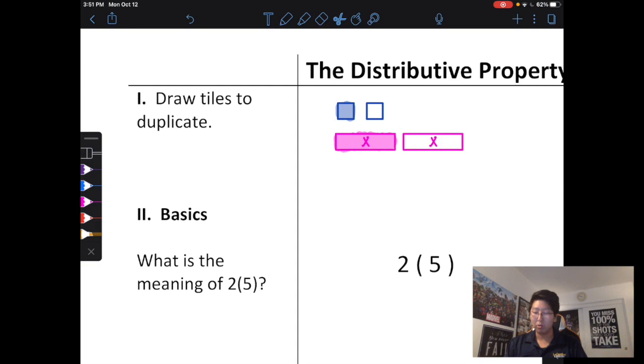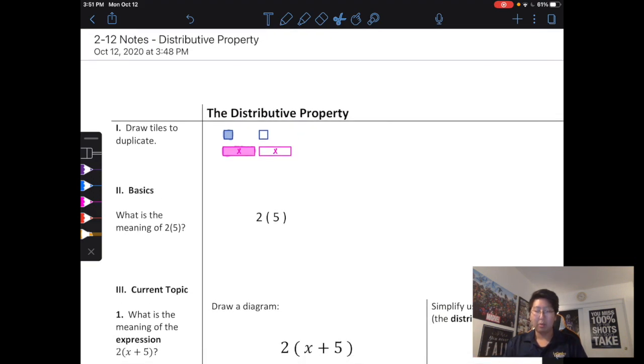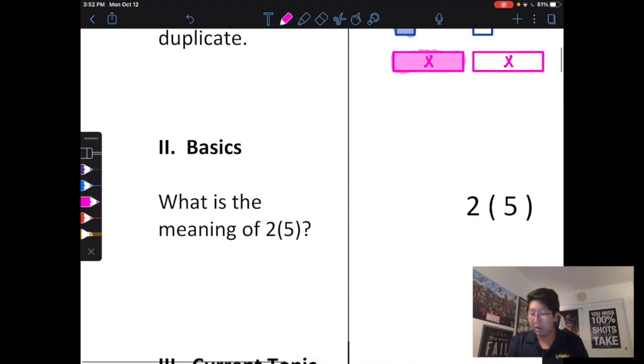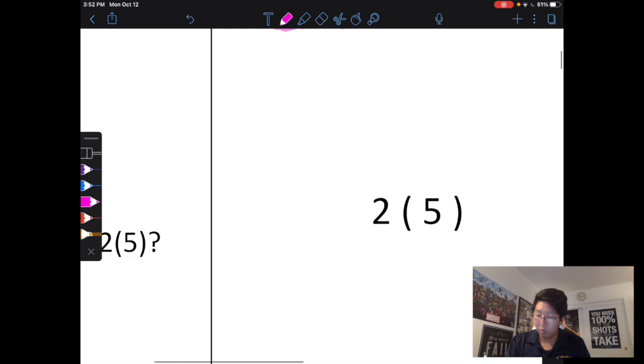Now that we drew some tiles, we're going to duplicate this whenever we need it. Now that we have that, we're going to talk about the basics. So what does 2 parentheses 5 mean? Here it's just 2 groups of 5. It's saying 2 times 5, and we could also think of this as 2 groups of 5.